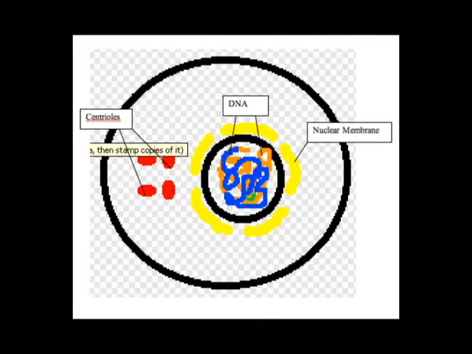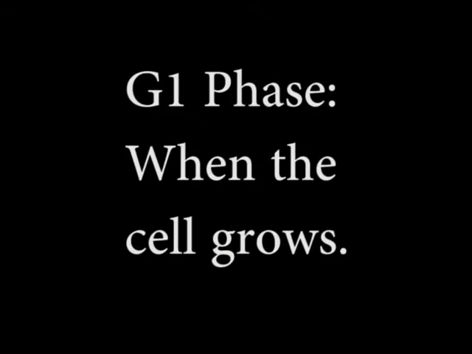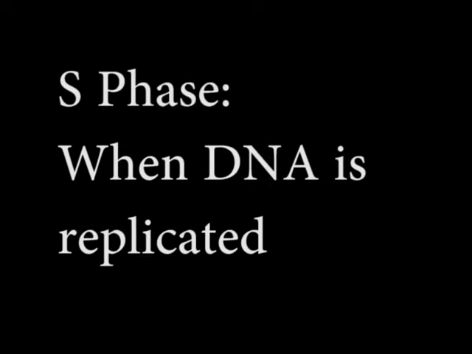Interphase is the longest of all the stages, and it's split up into 3 parts. The first is the G1 phase, which stands for growth 1, and this is when normal cell growth occurs. And there's the S phase. S stands for synthesis, and this is the phase where DNA is replicated.